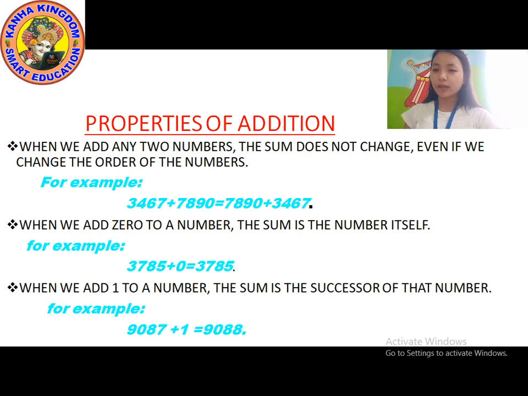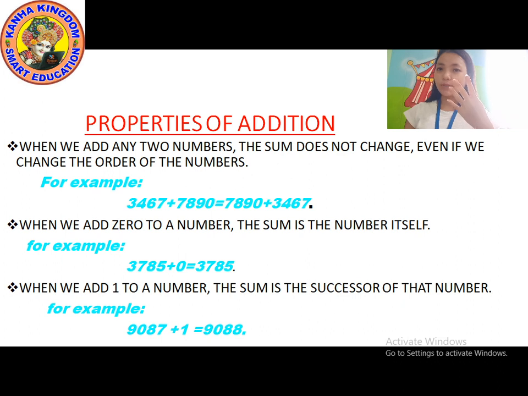Successor is the number that comes after a given number, right? So when we add 1 to a number, the sum we get is the successor of that number. For example, if you add 3 plus 1, you will get 4, right? When you add 1 to a 3, you get 4.